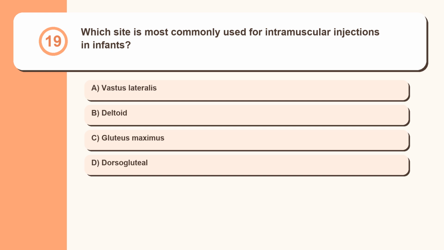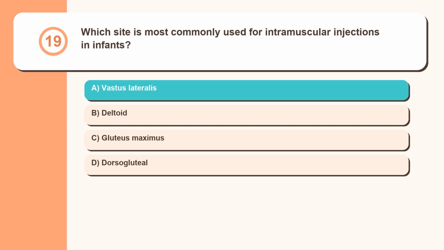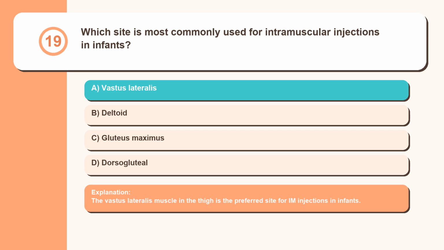Question 19. Which site is most commonly used for intramuscular injections in infants? Vastus lateralis, deltoid, gluteus maximus, dorsogluteal. The vastus lateralis muscle in the thigh is the preferred site for IM injections in infants.